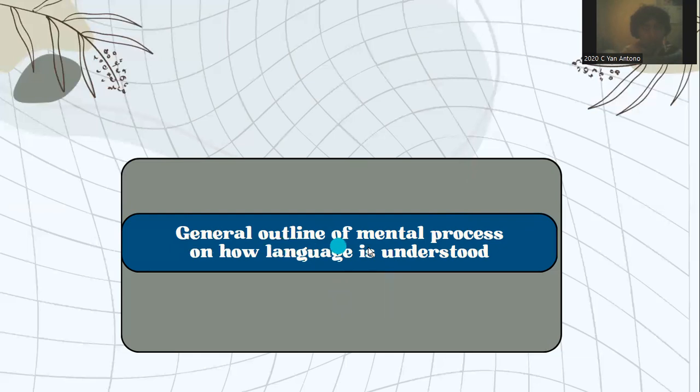And the last is the general outline of the mental process of how language is understood. This is similar to how language is processed. The sounds of speech are first analyzed by the auditory system, then the words and meanings are retrieved from the mental lexicon. Next, the syntax and grammar of the sentence are processed to determine the structure of the sentence. Finally, the meaning of the sentence is derived based on the context and the semantic knowledge of the language.